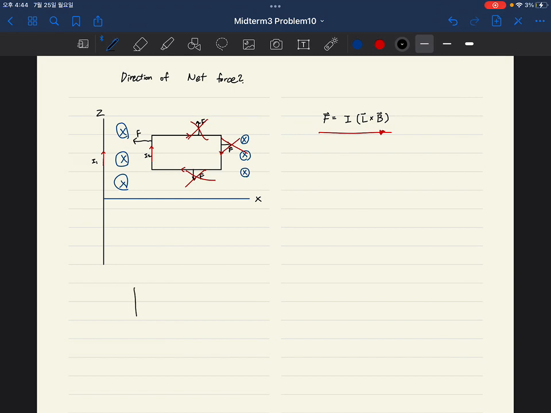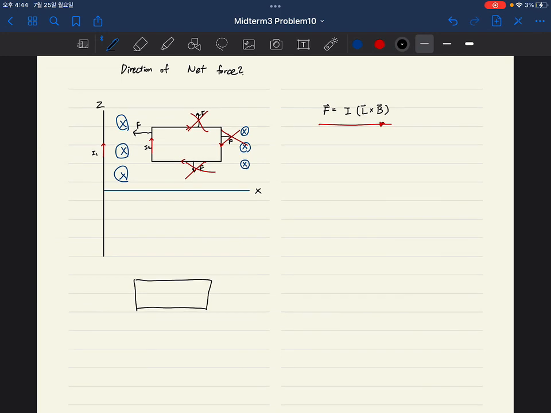Now we found the net force on the rectangular wire, which is going to the left, and this is along the x-axis, so we can conclude that the direction is the minus x direction.